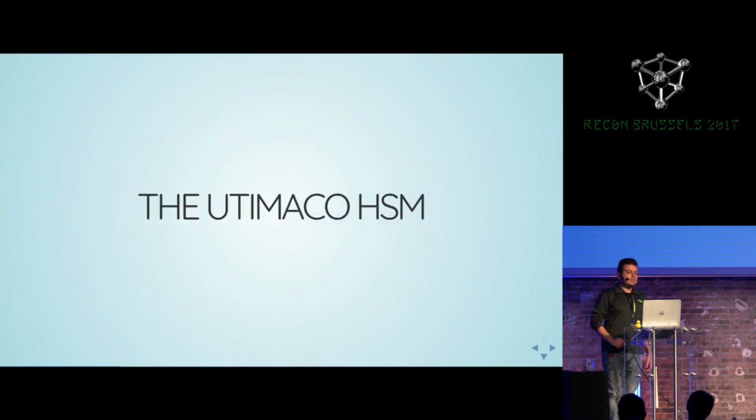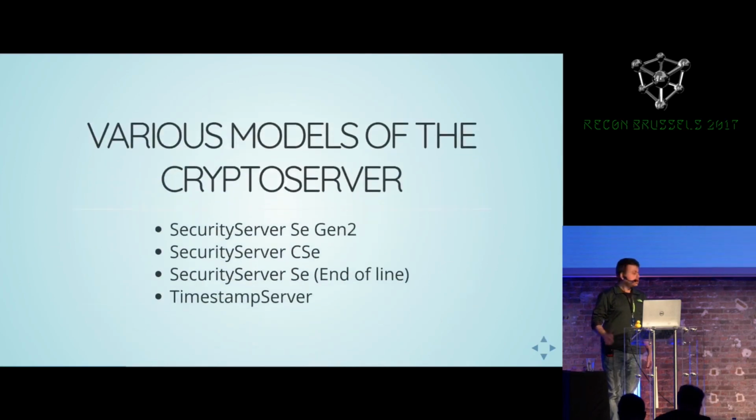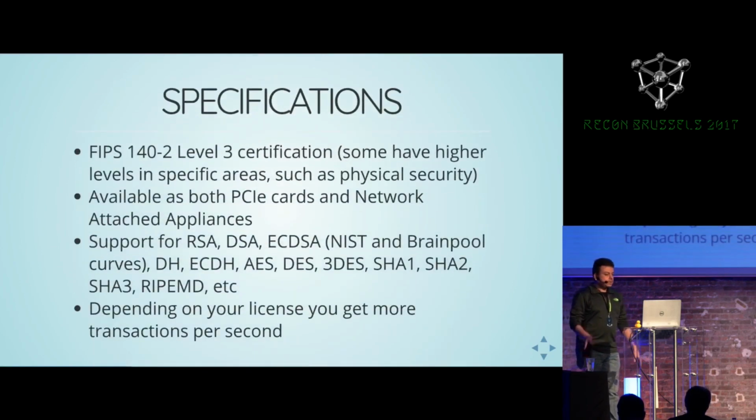So let's see the Utimaco HSM. These are some models of the Utimaco HSM, the CryptoServer. These are not that important. So, specifications. It's a FIPS 140-2 level 3 device. It also fulfills the Common Criteria EAL4 augmented. It is used by CAs.